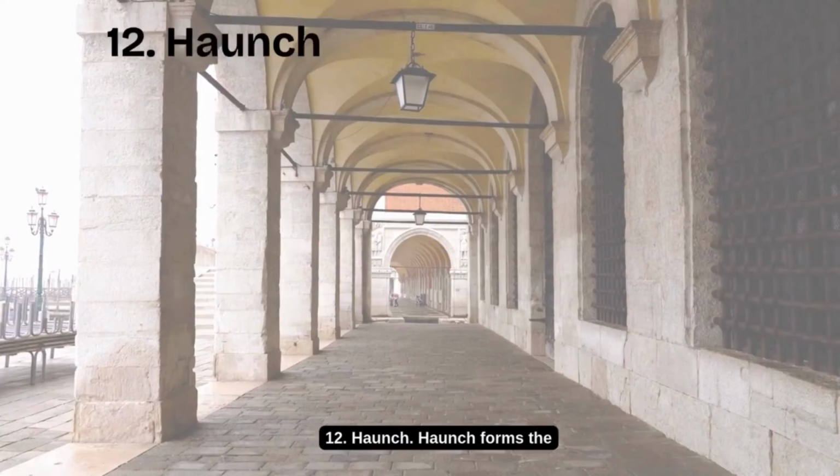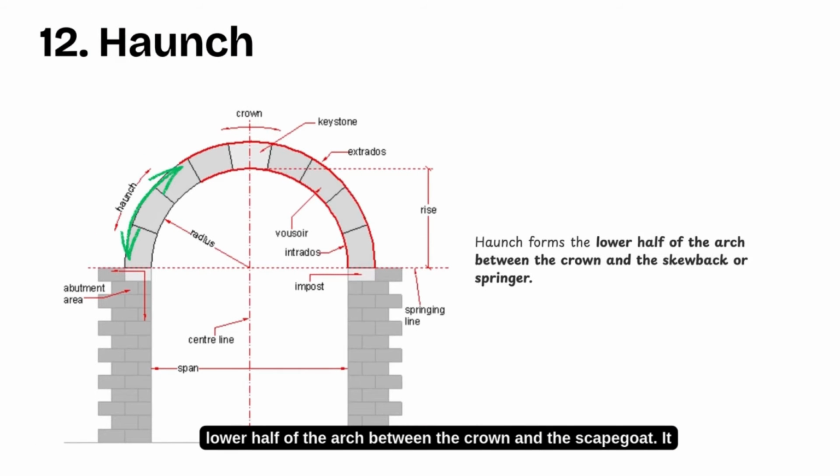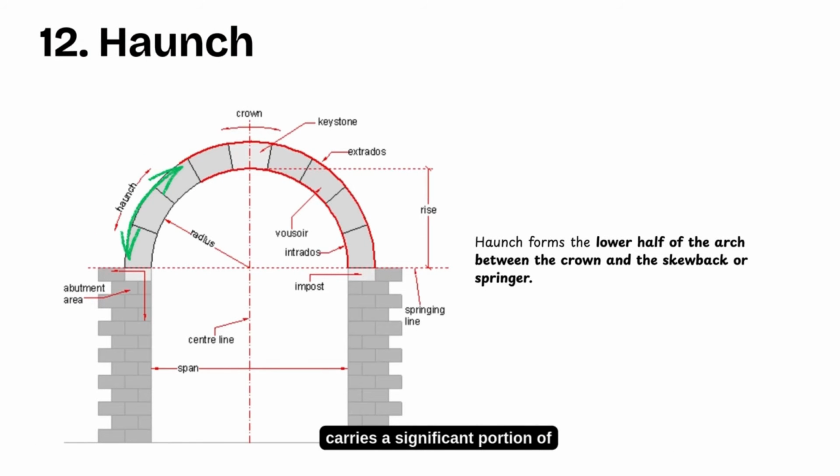12. Haunch. Haunch forms the lower half of the arch between the crown and the skewback or springer. It carries a significant portion of the load, especially in wider arches.